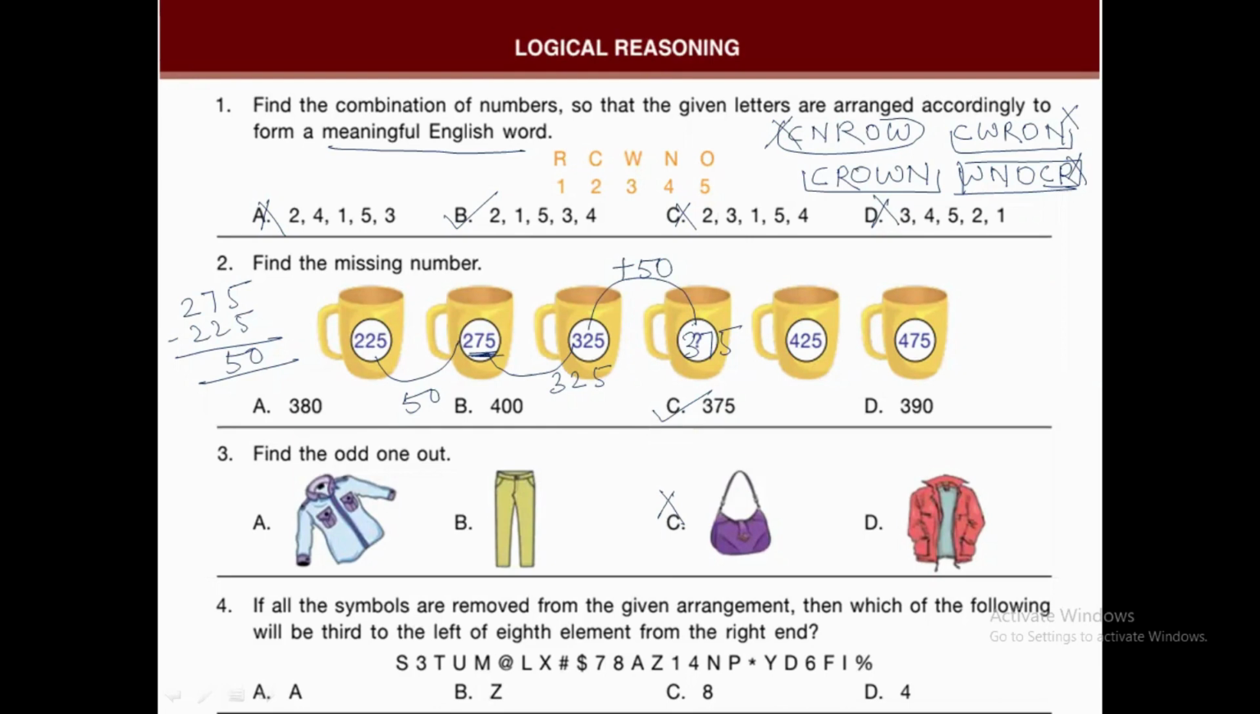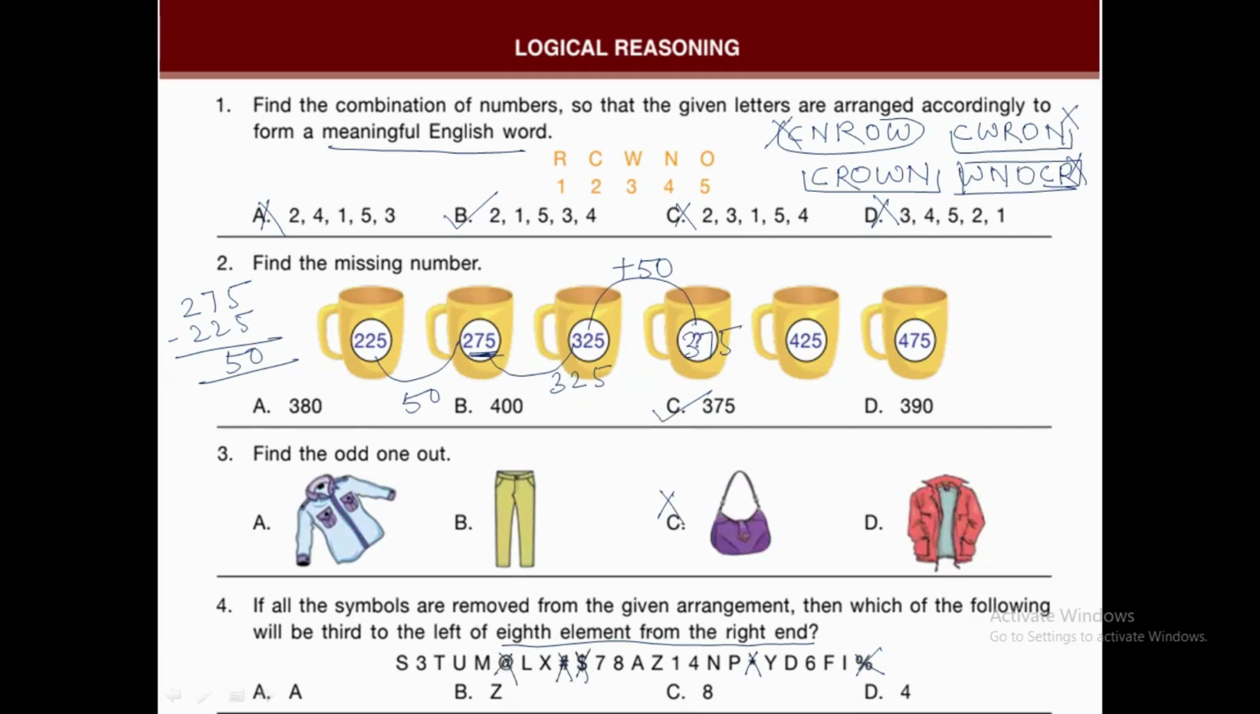So we will divide the question into two parts. The question is asking which will be the third to the left of the eighth element from the right hand. First we will find out which element is eighth from the right hand. Before that, the question says we have to remove all the symbols, so let's do it first. This symbol is going to be removed, this symbol is going to be removed, this one. Now we have removed all the symbols.